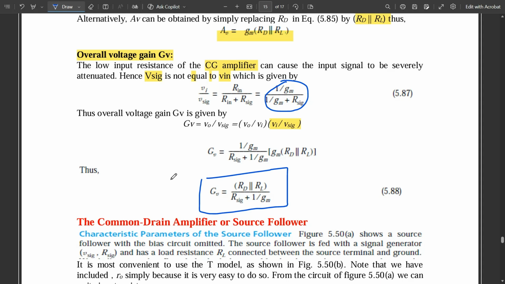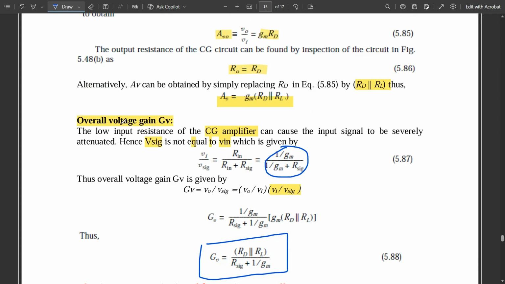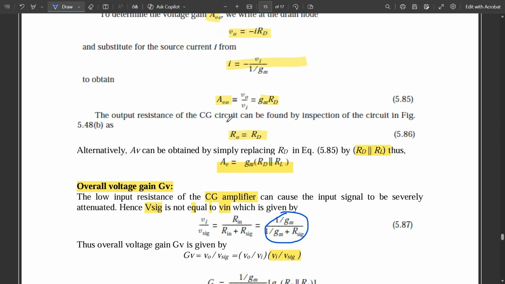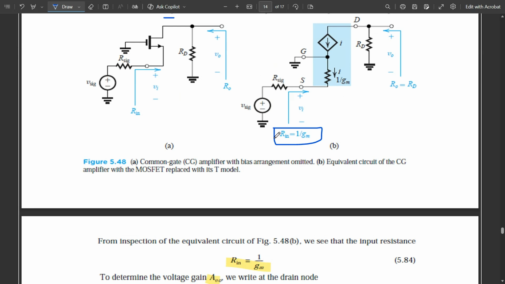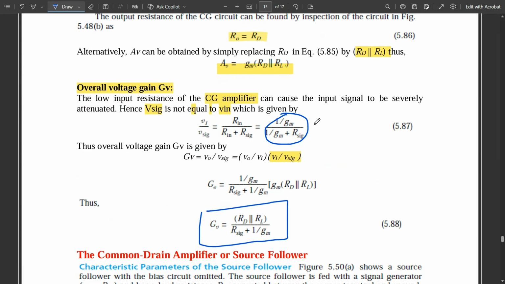Okay, so this is the expression for the overall voltage gain with respect to the common gate amplifier. Note it down. So with this we have seen the characteristic parameters: Gv, overall voltage gain, Av, Ro, Rin, Vout, Io, everything. Okay, equivalent model. So here this is the T equivalent model and this is the circuit here. If you mention these things in your answer, you could easily score full marks.